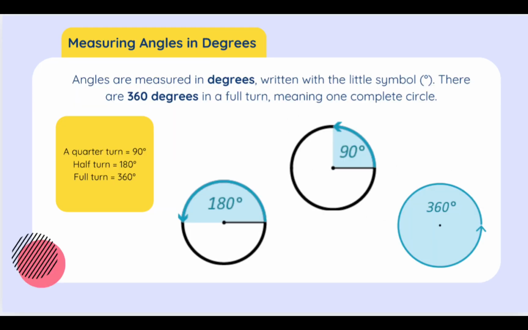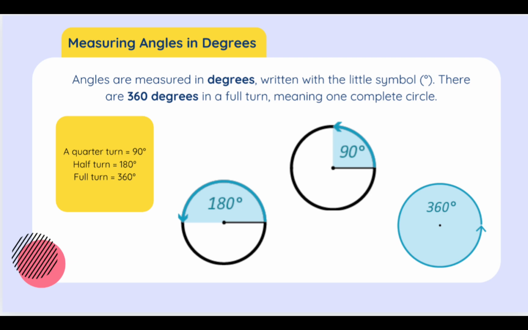Now that we know what an angle is, let's talk about how to measure one. We measure angles in degrees, written with the little degree symbol like how it shows in the yellow box, such as 90 degrees, 180 degrees, and 360 degrees. A full circle is divided into 360 degrees. So when we measure an angle, we're really describing how much of that full turn the angle takes up.